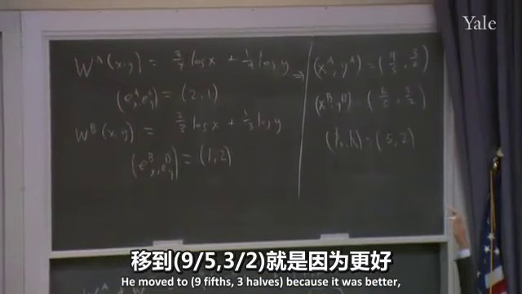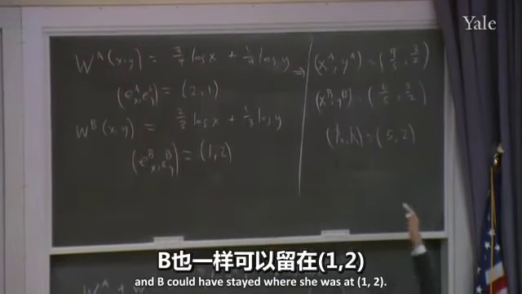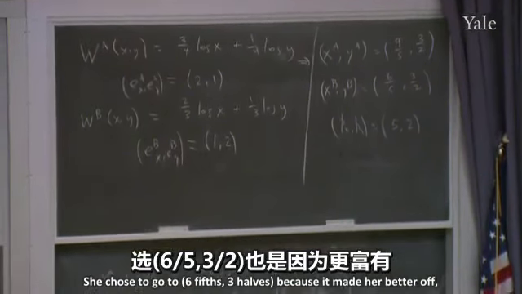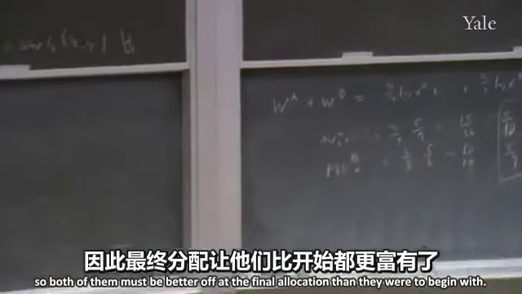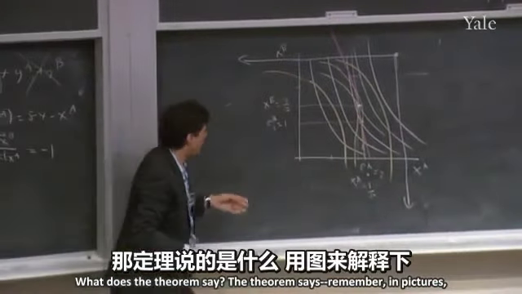He moved to 9/5, 3/2 because it was better. And B could have stayed where she was at 1-2. She chose to go to 6/5, 3/2 because it made her better off. So both of them must be better off at the final allocation than they were to begin with. Okay, now what does the theorem say?